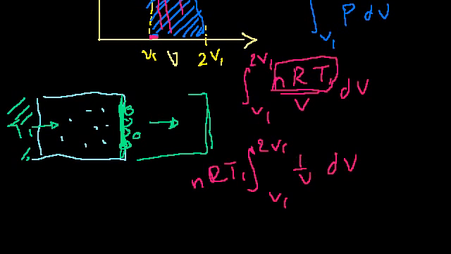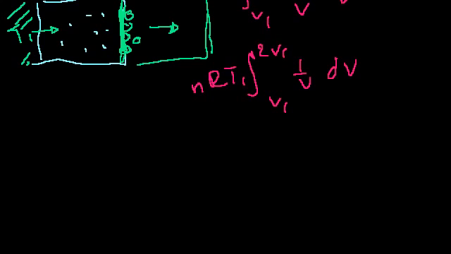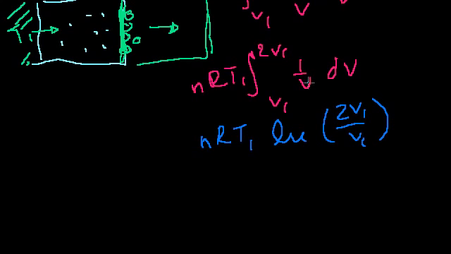I've done this integral multiple times, so I'll skip a couple of steps here because I've done it in several videos already. The antiderivative of 1 over V is the natural log. Take the natural log of 2V1 minus the natural log of V1, which is equal to the natural log of 2V1 over V1, which is just the natural log of 2. So this equals nRT1 times the natural log of 2.